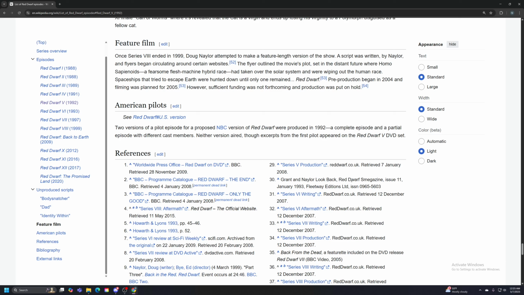American pilots. Two versions of a pilot episode for a proposed NBC version of Red Dwarf were produced in 1992. A complete episode and a partial episode with different cast members. Neither version aired, though excerpts from the first pilot episode appeared on the Red Dwarf 5 DVD set.